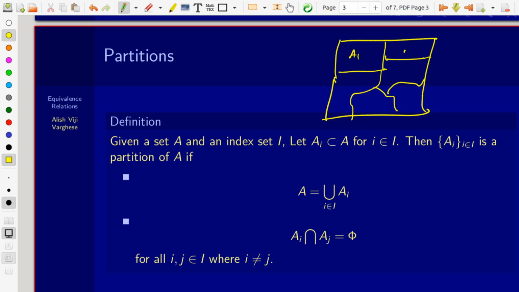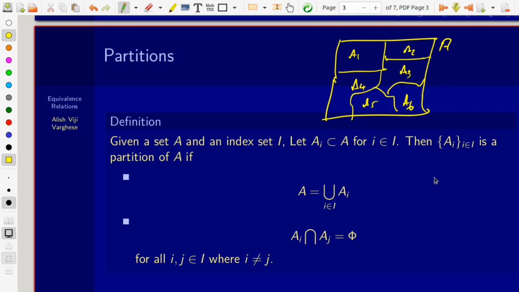So this is A1, this is A2, this is A3, this is A4, this is A5 and A6, in such a way that the union will form the total set A and the intersection of any pair A_i and A_j is equal to the null set. If such a collection of subsets can be found, then the collection is known as a partition of A.